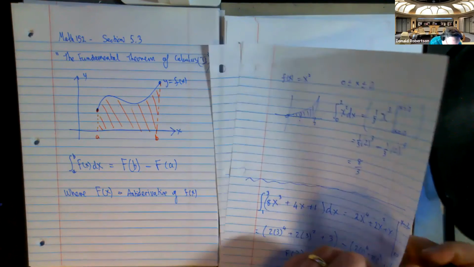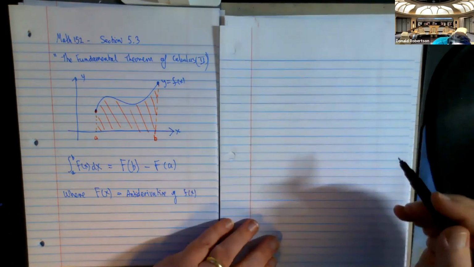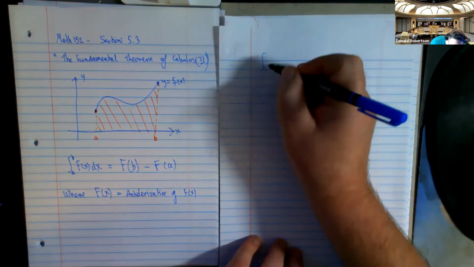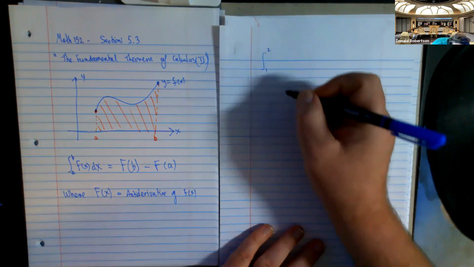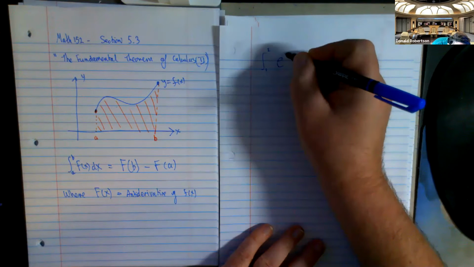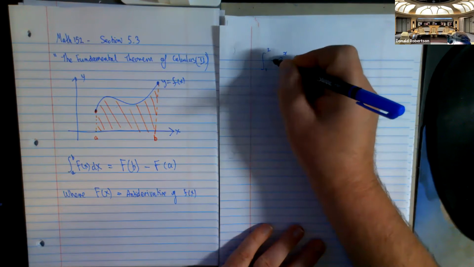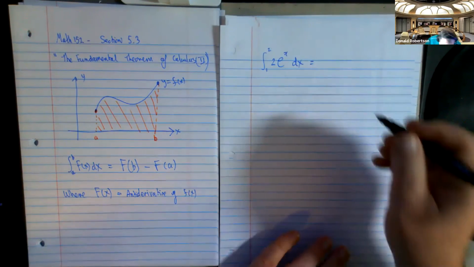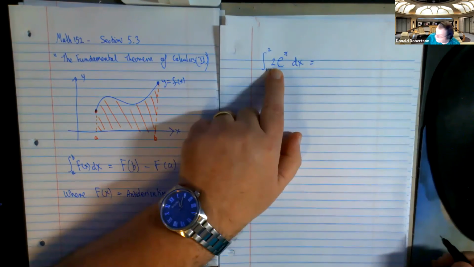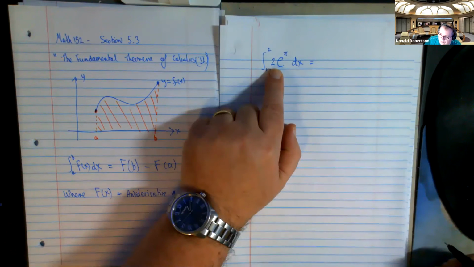Okay. Let's put in the integral from 1 to 2 of, what shall we do this time, of e to the x. Oh, let's make it 2, 2e to the x. Antiderivative of 2e to the x.